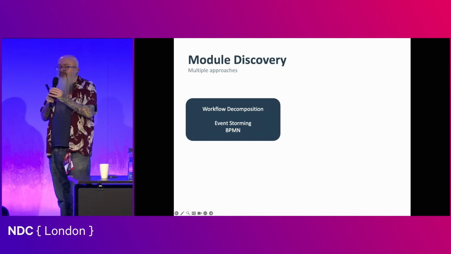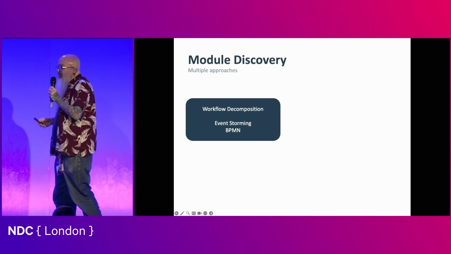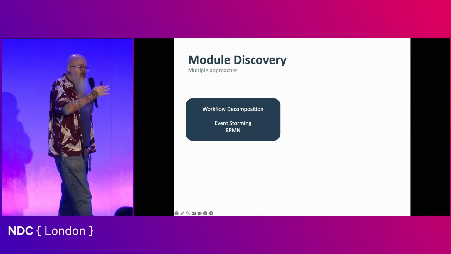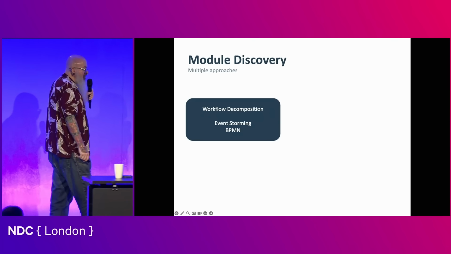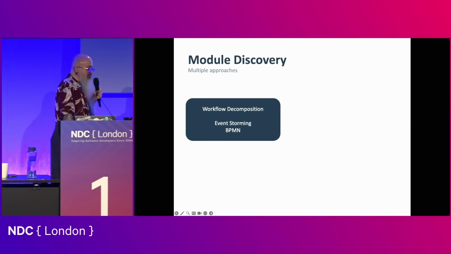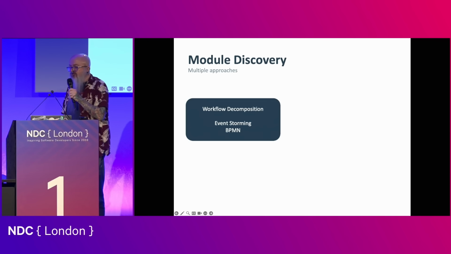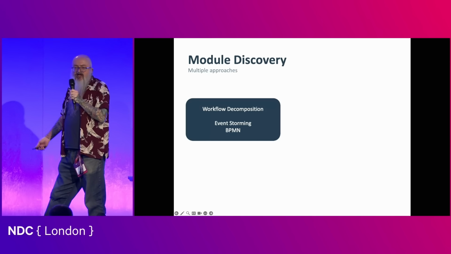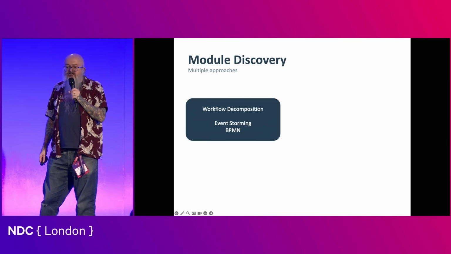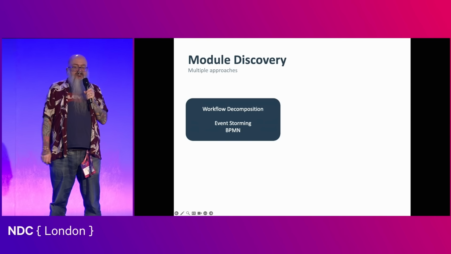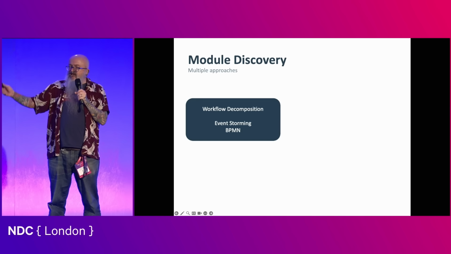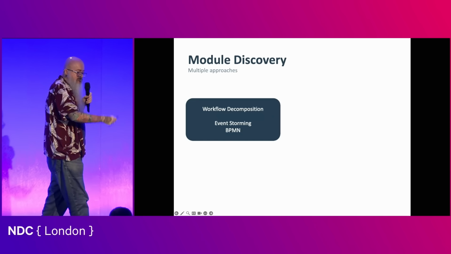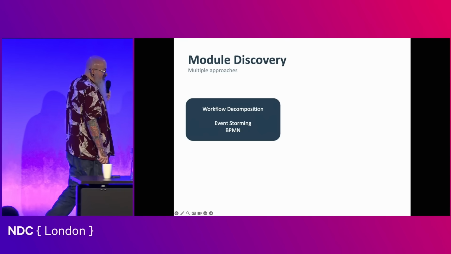But one way is effectively what we think of as workflow decomposition. So it says, I want to think about modules, finding modules by looking at steps in the workflow. That's everything as modern as event storming and as old as BPMN, right? And you can do it without either of those techniques. You're just literally saying to yourself, what would be the next big thing that we would do to accomplish this?